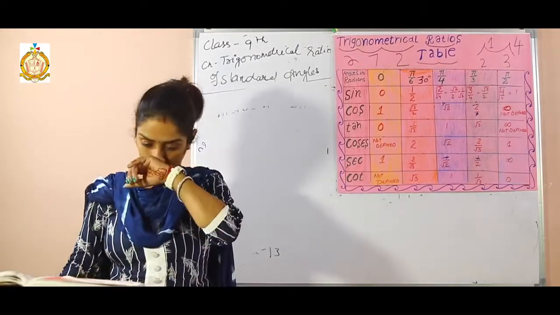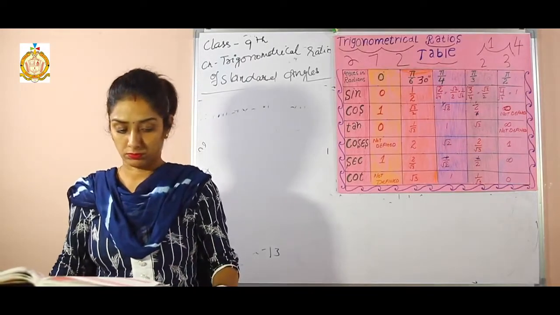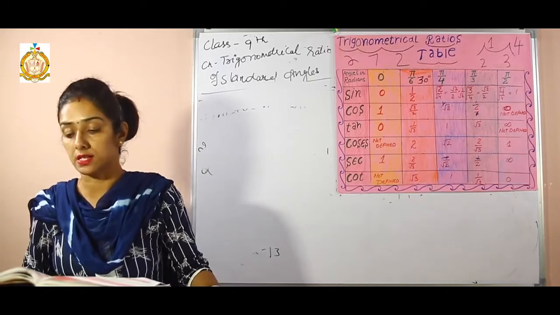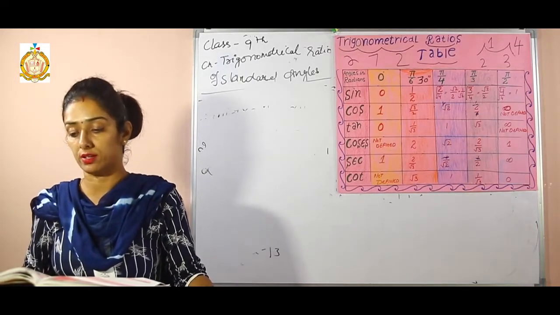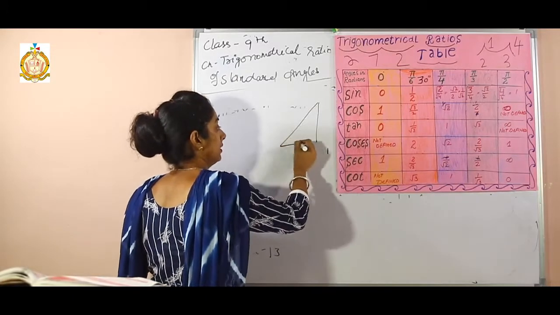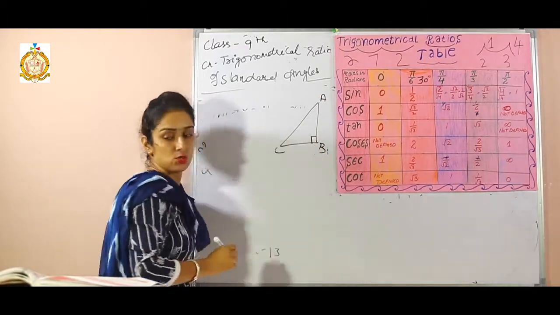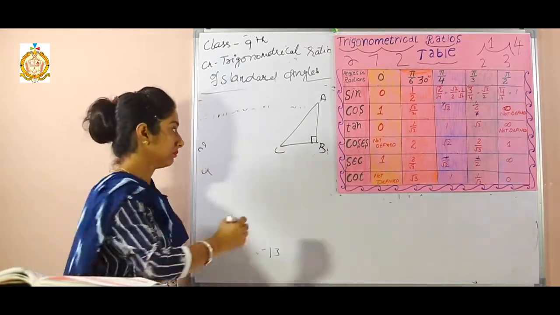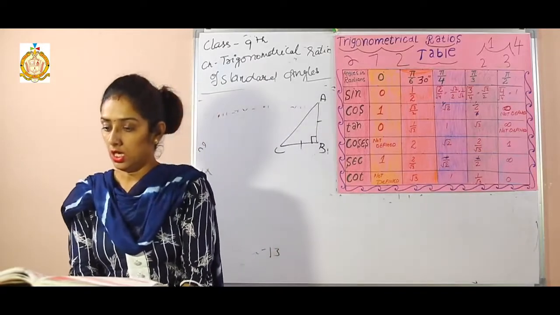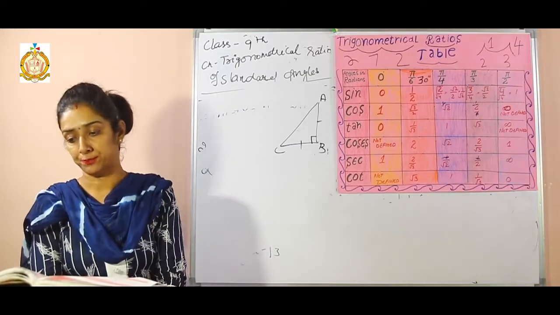Now next question. In the next question, ABC is an isosceles right angle triangle. See this, there is a right angle triangle ABC and this one is of 90 degree and AB and BC are equal. Now we have to find sine 45 degree.